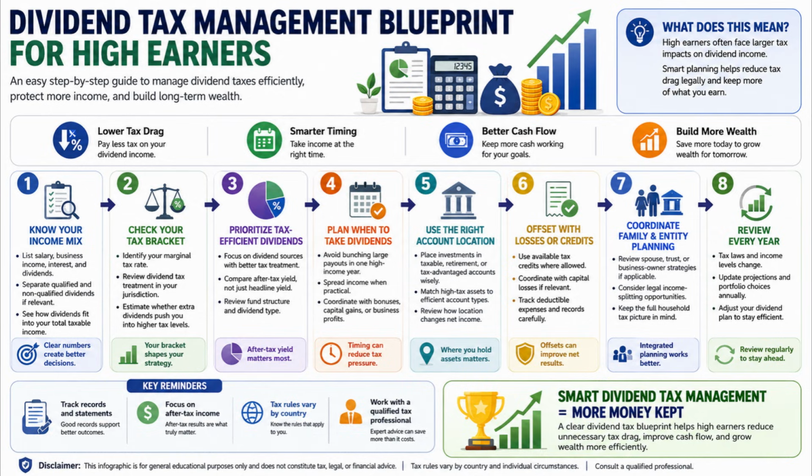If you have capital losses, foreign tax credits, or other eligible offsets, they may help reduce the total tax impact. However, good records are essential. Keep dividend statements, tax documents, expense records, and investment reports organized so your accountant can properly identify available opportunities.